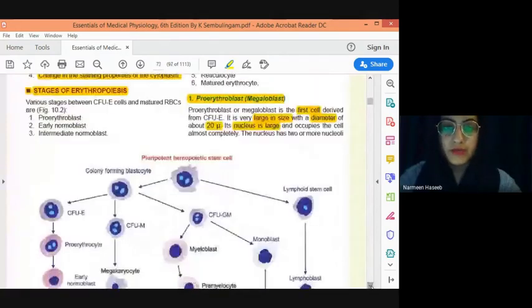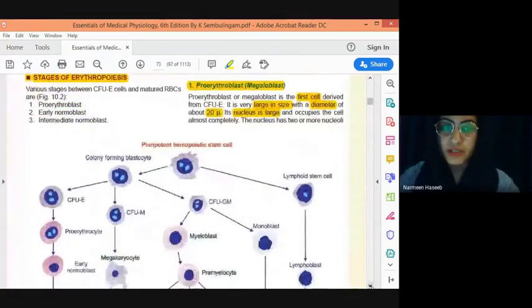All right, I am going to ask you a few questions, which by the end of the lecture you need to answer without looking at the book. So, in which stage does the process of pyknosis occur? In the late normoblast. What is the stage in which hemoglobin starts appearing? I repeat, what is the stage in which hemoglobin starts appearing? Yes, this is the intermediate normoblast.